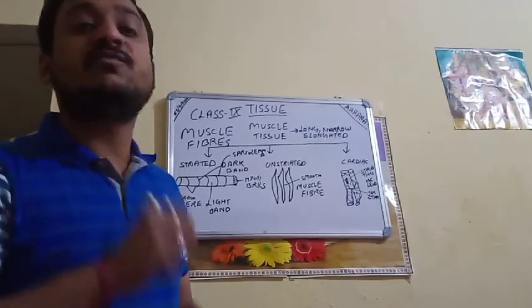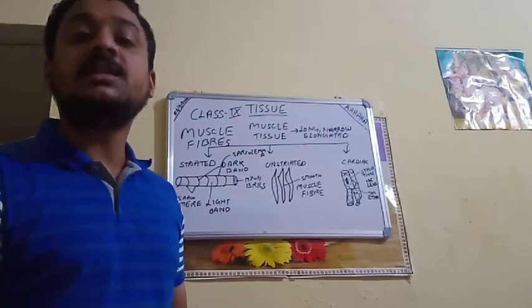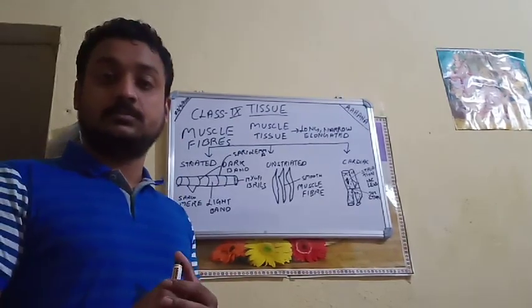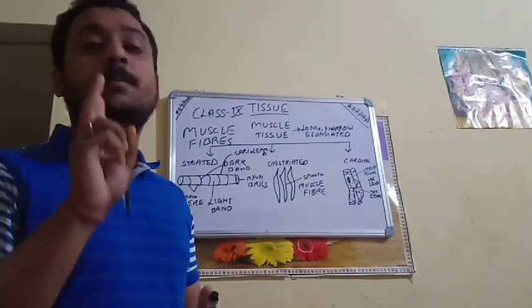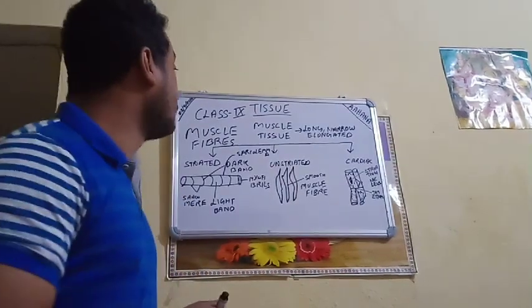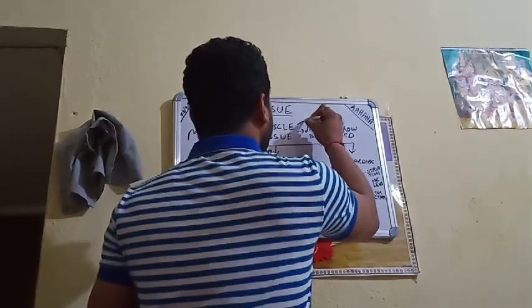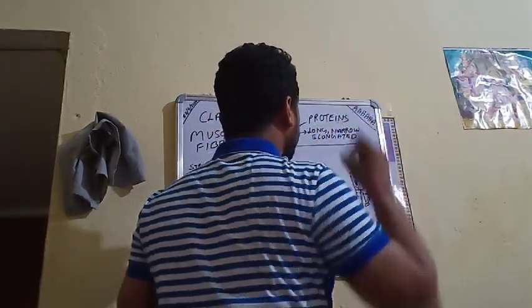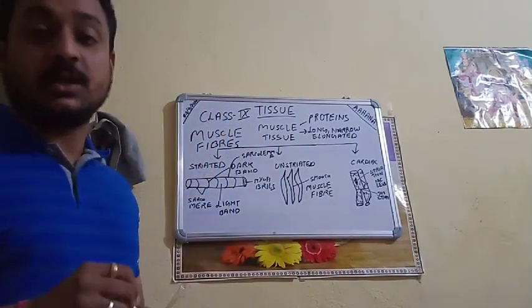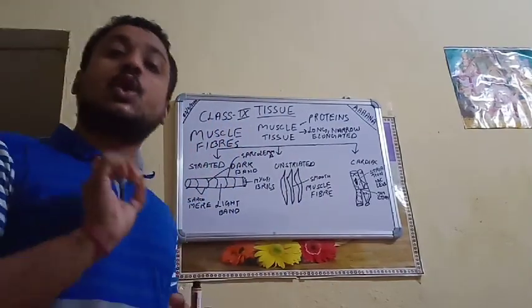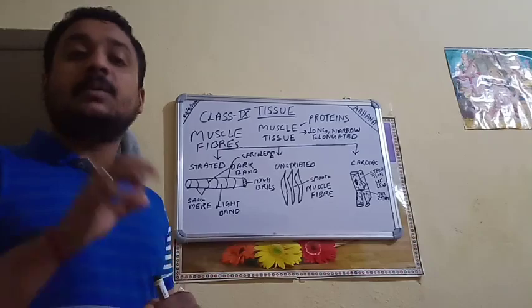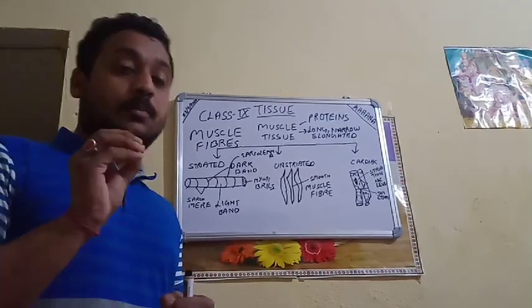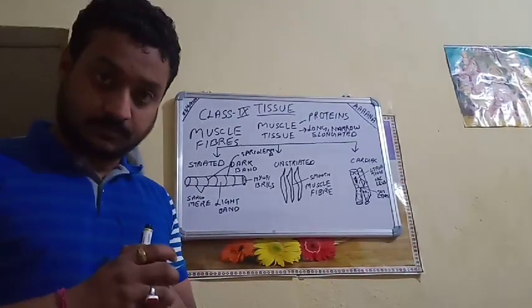Now, there are two kinds of protein present in the muscle, actin and myosin. These are known as muscle proteins. These actin and myosin allow the muscle to contract and relax. The majority of the protein present in the muscle is myosin.